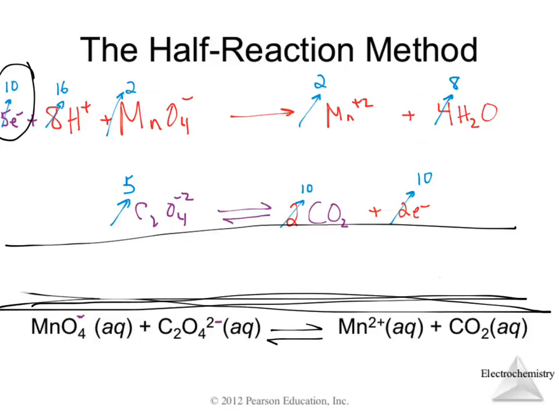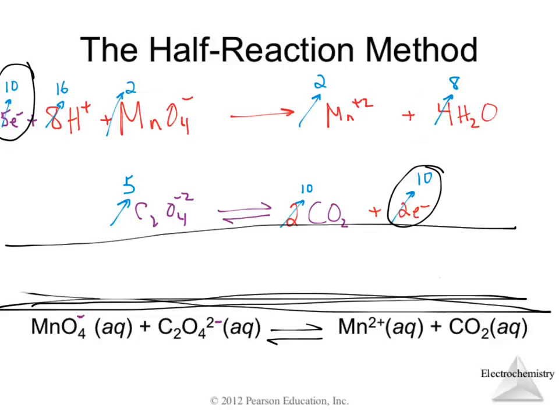Our 10 electrons will cancel out. Sorry, go ahead. We couldn't multiply the lower one by 5/2. We can't run half reactions. It's got to be whole numbers.